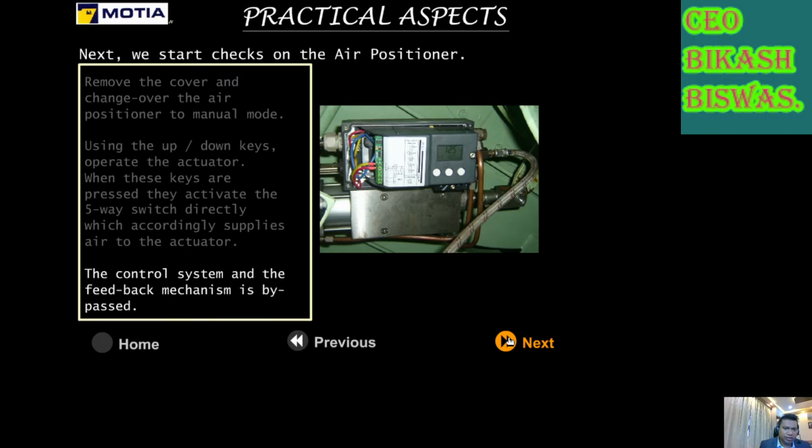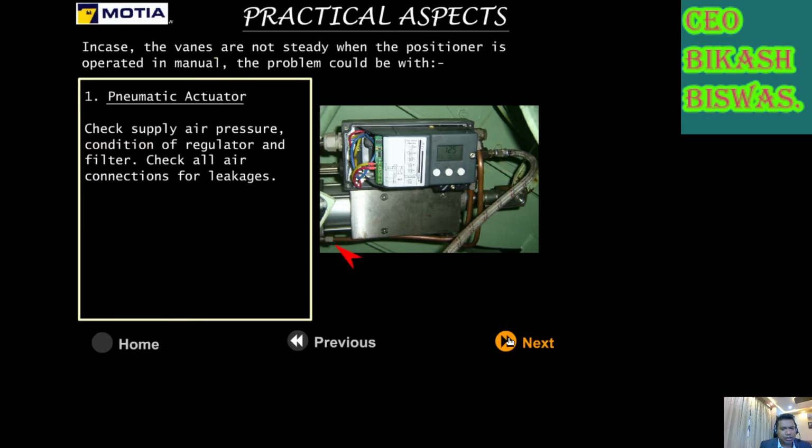In this case, when you put it on manual, the control system and bypass mechanism, the feedback mechanism, is bypassed. Now, the pneumatic actuator.